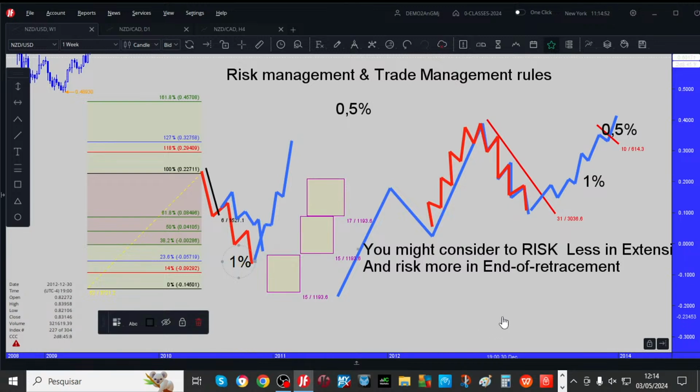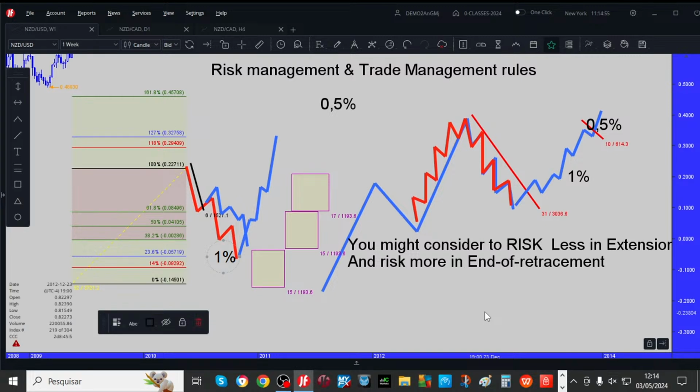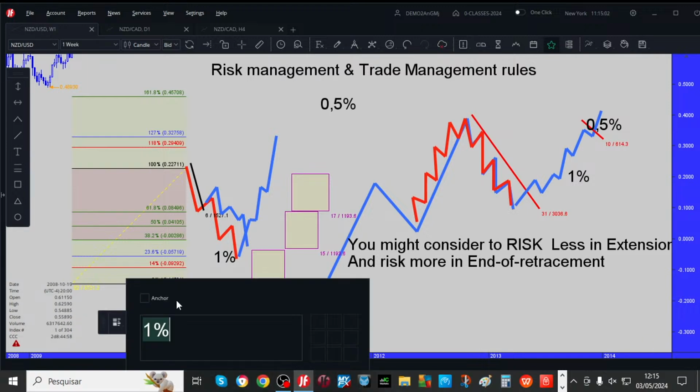It's a non-written rule, but you should risk more in deeper retracements. Today it's Friday, golden nugget for you. The secrets of professional traders: you should risk more in deeper retracement compared to end of extensions.